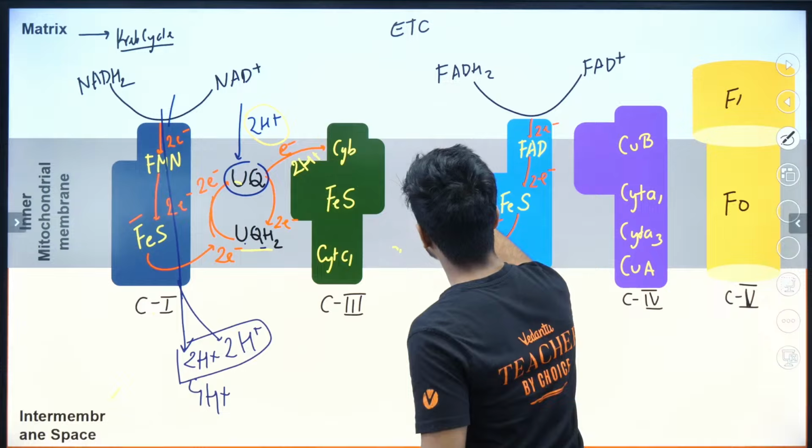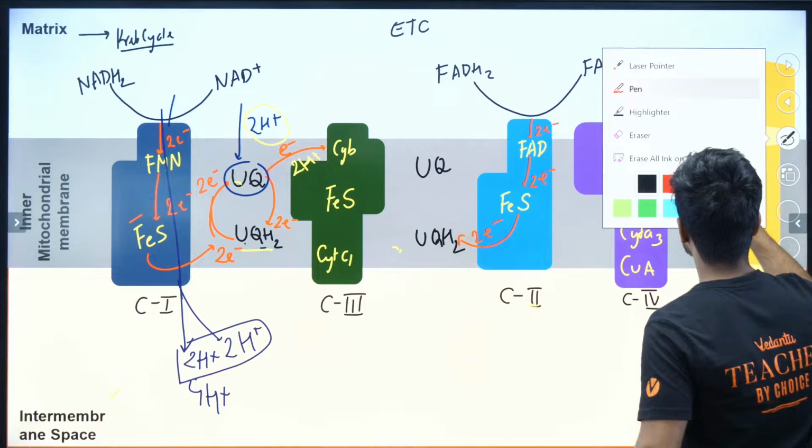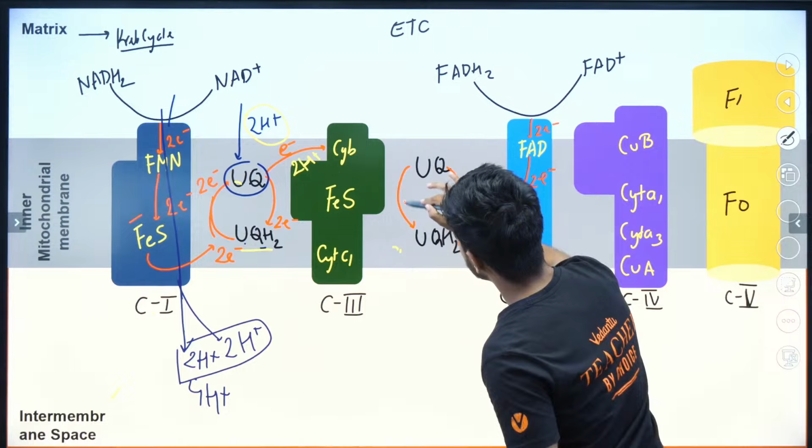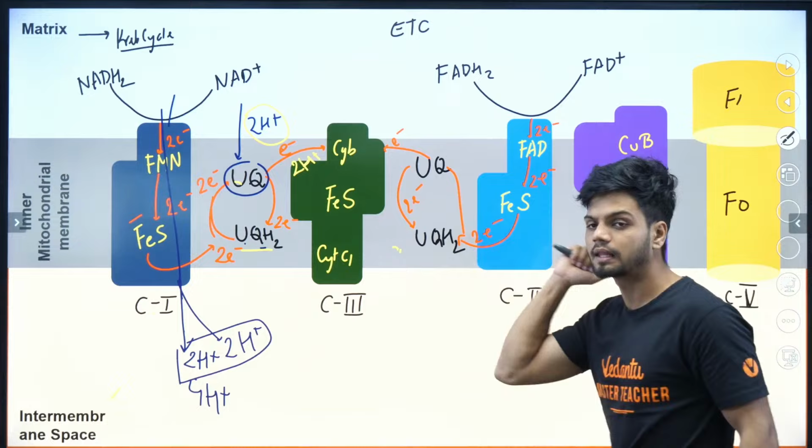Two electrons are sent to ubiquinone. Now again, this ubiquinone takes up electrons and becomes UQH2. It is getting reduced, two electrons. And the same way how it happened here, it is happening here. Similarly, this also sends one electron to your complex number 3.